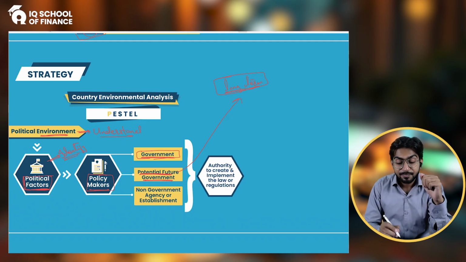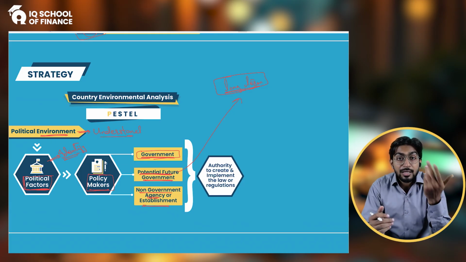Remember this, right? In many countries there are non-government agencies or establishments that are in such a position, with such power, that despite not being part of the government, they have the authority to do anything. They can make any law. They can legitimize anything. They can make anything illegal. They can stop anything. Whatever they want to do, they can do. They are the policy makers, right?